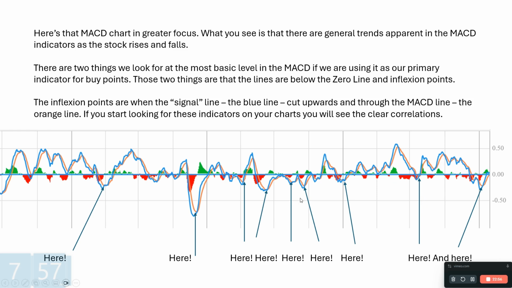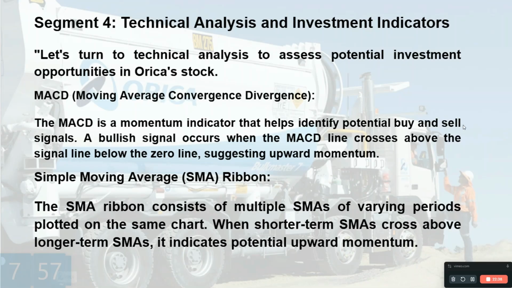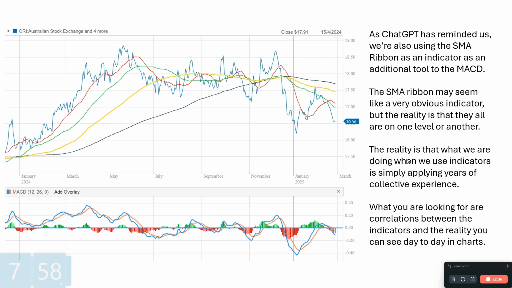But this indicator is not enough in and of itself, and if you start looking at the MACD line in correlation to the price action line, you will start to see how that correlation varies according to other factors. Now, as ChatGPT has reminded us, there is also this SMA ribbon, which is an indicator that I'm using in addition to the MACD. Here it is again, the 20-day, 50-day, 100-day and 200-day simple moving average.